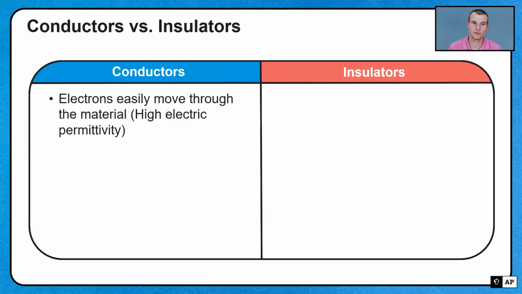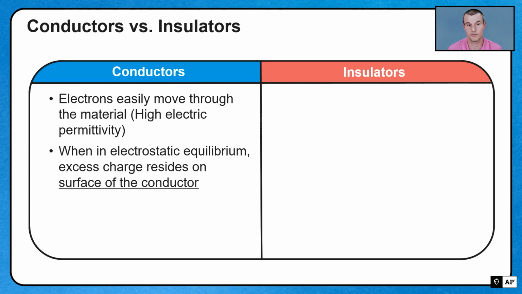When you look at a conductor, electrons are easily able to move throughout the material. It has a high electric permittivity. In fact, electrons can go so far away, like from this side to some other place on the other side of the Earth, that you might even say that the electric permittivity is infinite. But we don't need to worry about that. Let's instead just say that it has a very high electric permittivity.